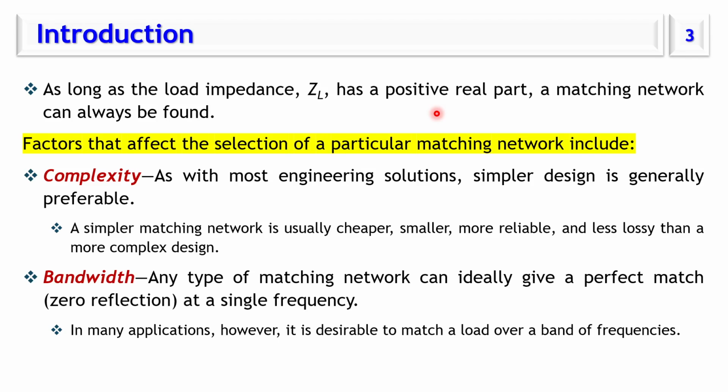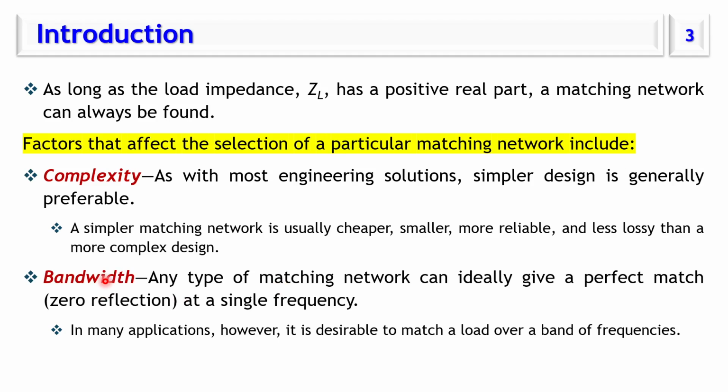Okay, so let us say what are the main conditions or main attributes to say this is a good matching or not a good matching. There are a number of factors that affect the use of a matching network. For example, complexity. A simple matching network is usually needed or desired. It would be cheaper, smaller, more reliable, with fewer components. So in general, a less complex design is always desired.